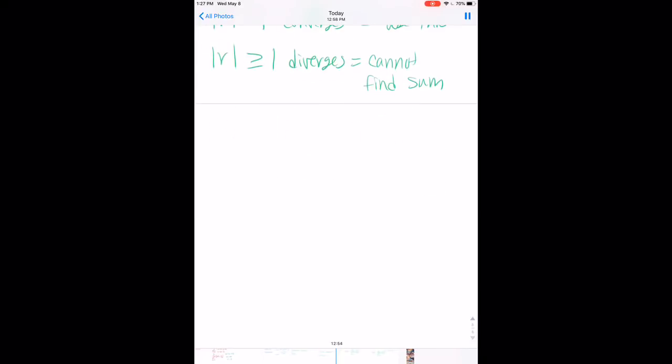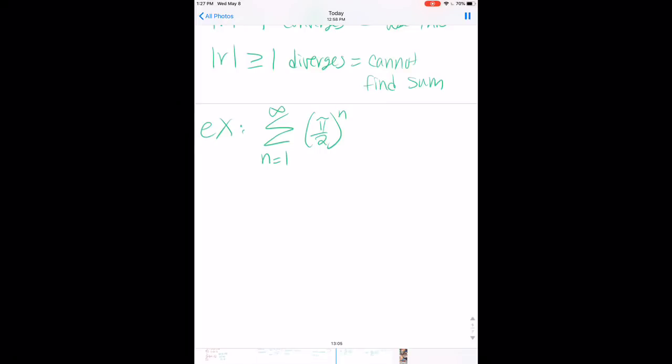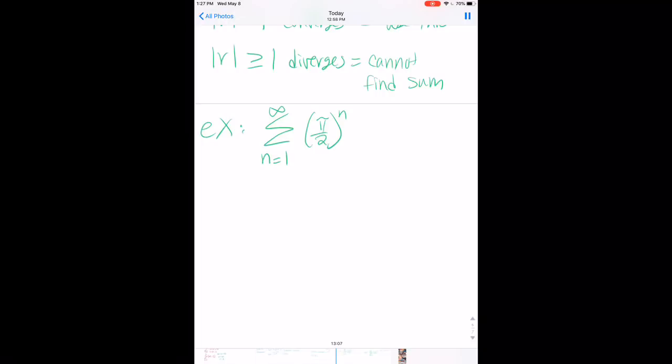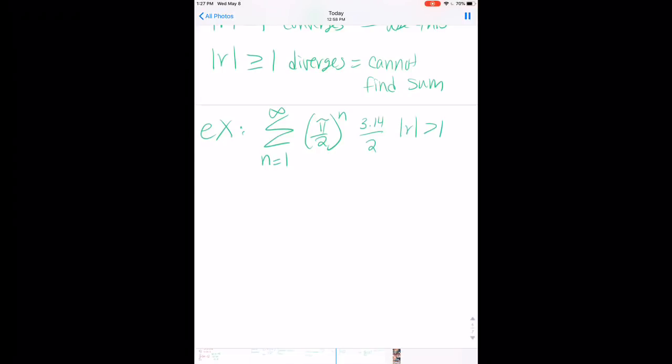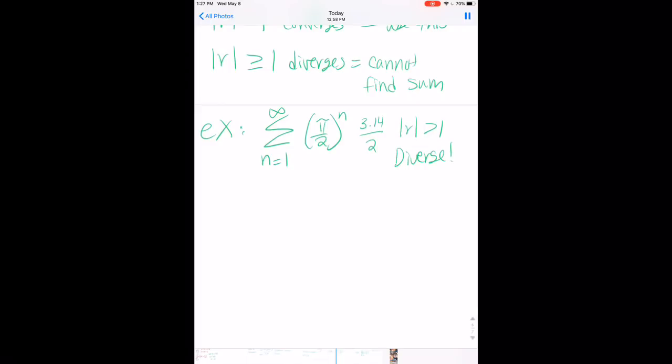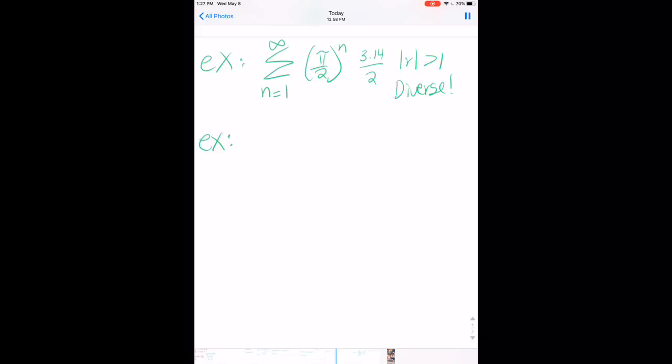All right, let's just try a couple examples. So here's an example. If you had, that means infinite sum, because there's an infinity on top, starting at 1, and they used n. You don't have to use k, by the way, they used n. And it's pi over 2 to the n, and it's definitely geometric because it's something to a power. But pi is 3.14 over 2, which is greater than 1, which is a problem. It means it's going to diverge, it's going to go off forever, it's going to keep getting bigger, and I'm never going to be able to add it together. So that one I would not be able to find the sum for.